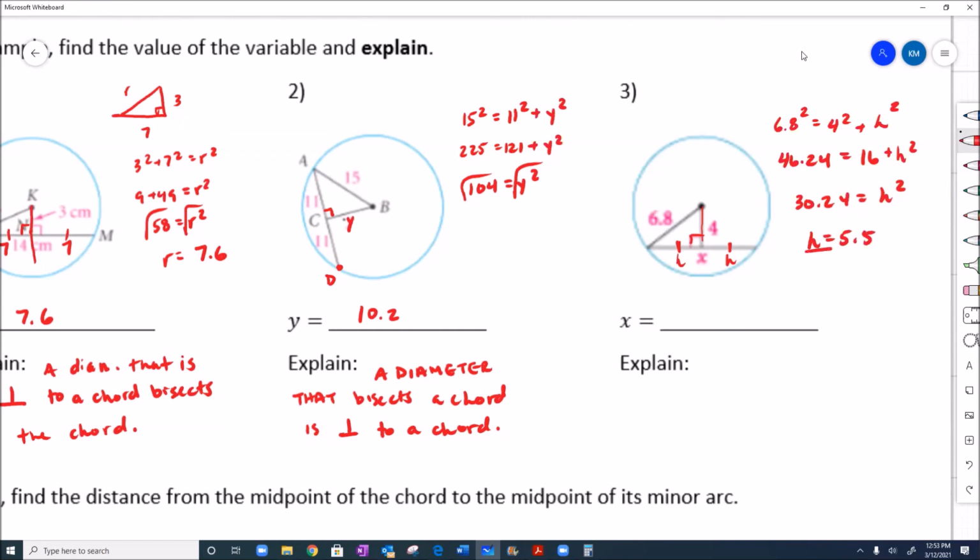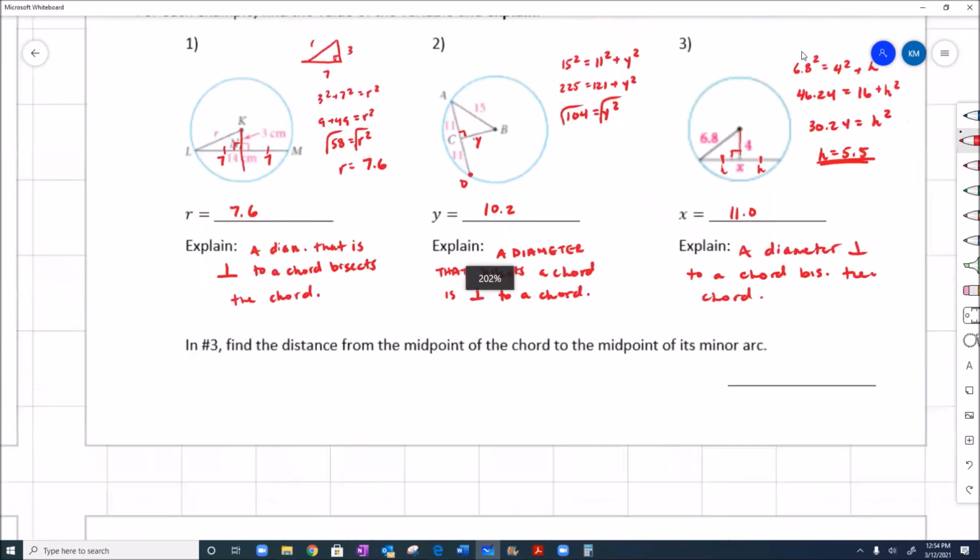Now remember that we relabeled this as h. In order to find x, we need to do h plus h, because x is 2 h's, and so we get 11. Okay, and a diameter that's perpendicular to a chord bisects the chord.